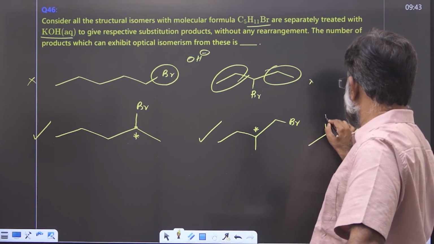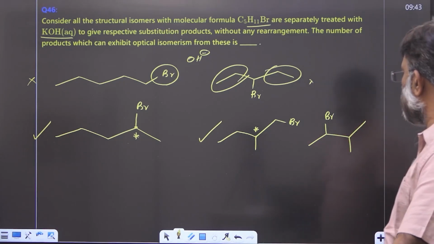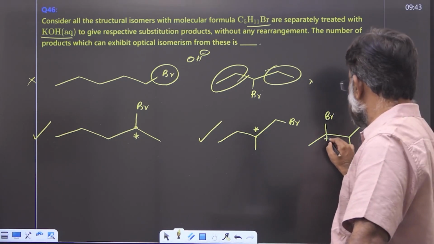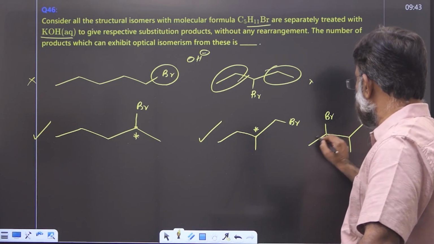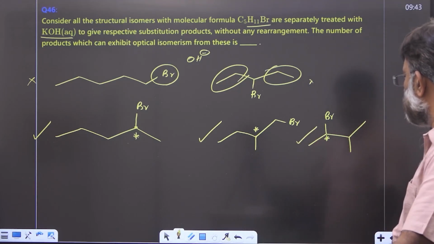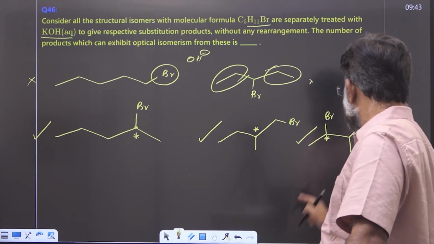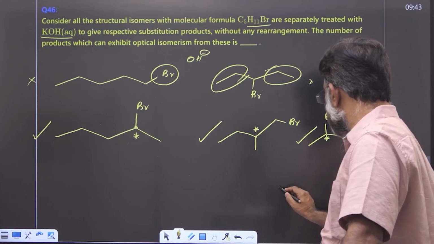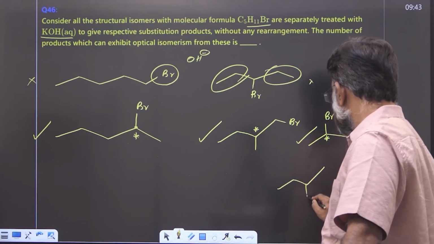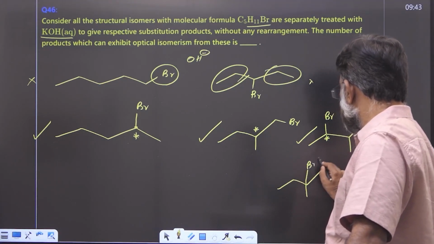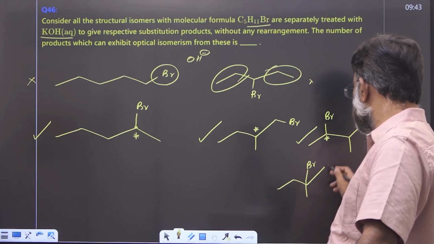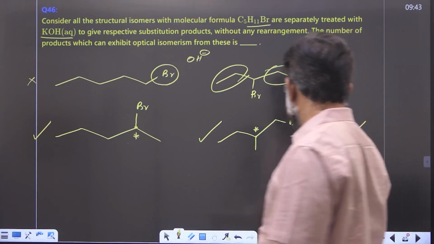Imagine bromine coming here. That is also optically active. This is a chiral center and that is in our list. A bromine can come here, no? The bromine can come here, but no use. A bromine coming here is of no use, because these two are the same. It is not optically active.